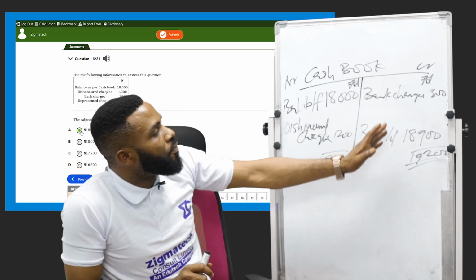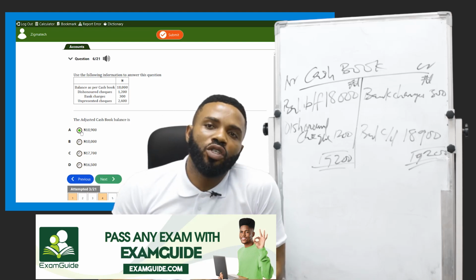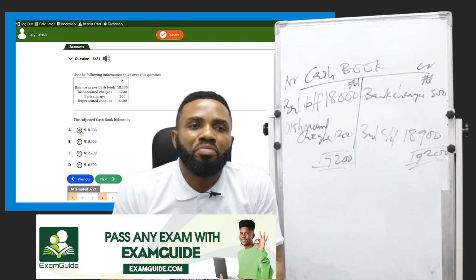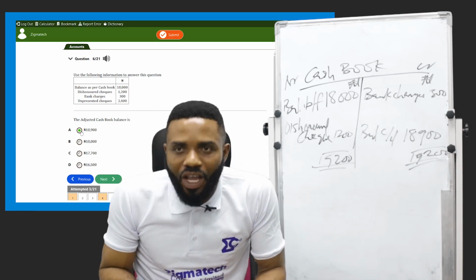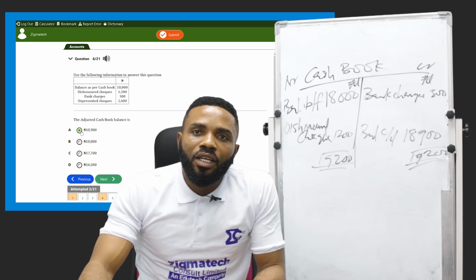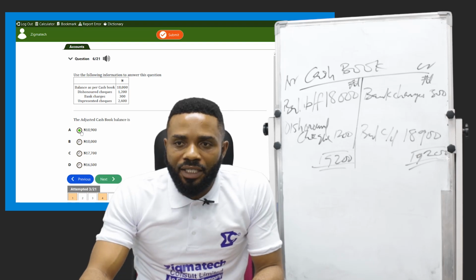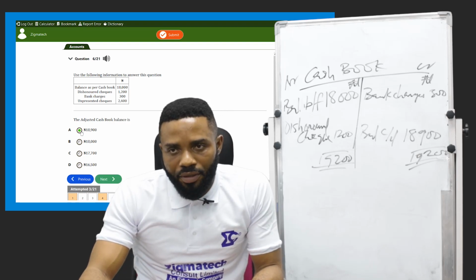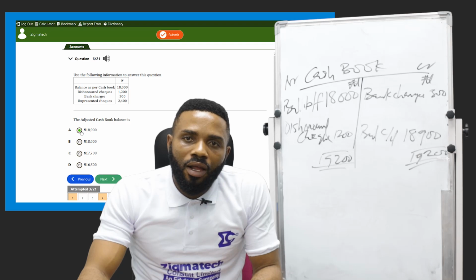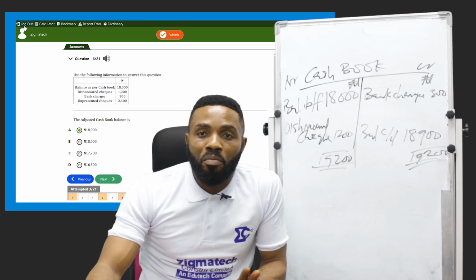18,900. Now, having solved 2 or 3 examples to really explain what we've said so far, I want to just refresh our mind on what we have achieved so far. We have achieved how to prepare bank reconciliation statement. We have said that when you are preparing bank reconciliation statement, you can achieve this in 2 ways. We said this can be dealt with from 2 methods.